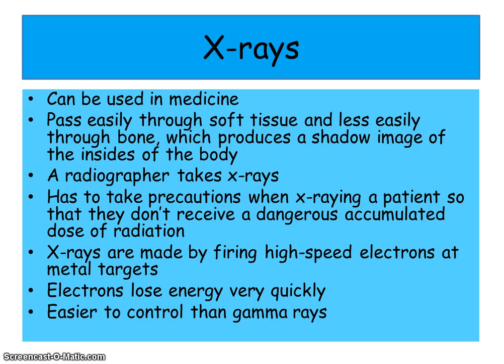So if we have a look at X-rays, and I'm sure you have heard of an X-ray, X-rays are similar to the gamma rays produced in radioactive decay. They are both ionising and are both types of electromagnetic wave, as I mentioned. X-rays and gamma rays both have very high frequencies.